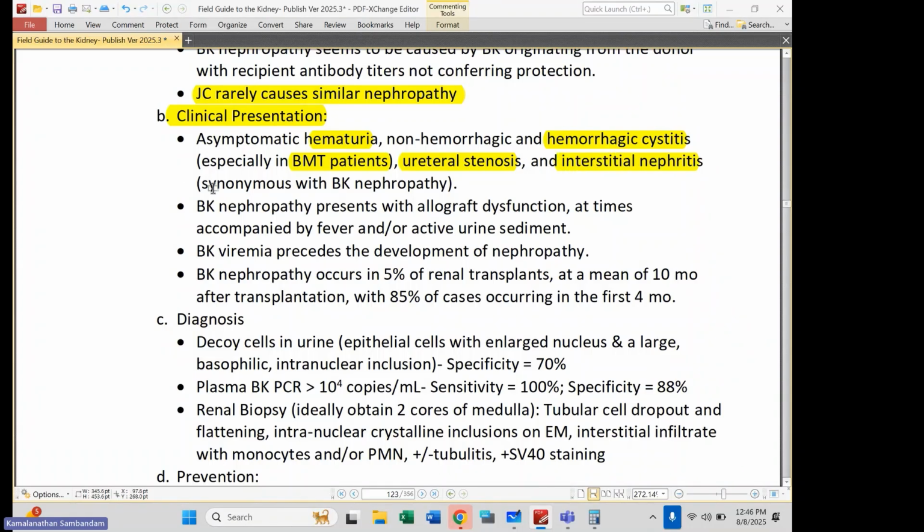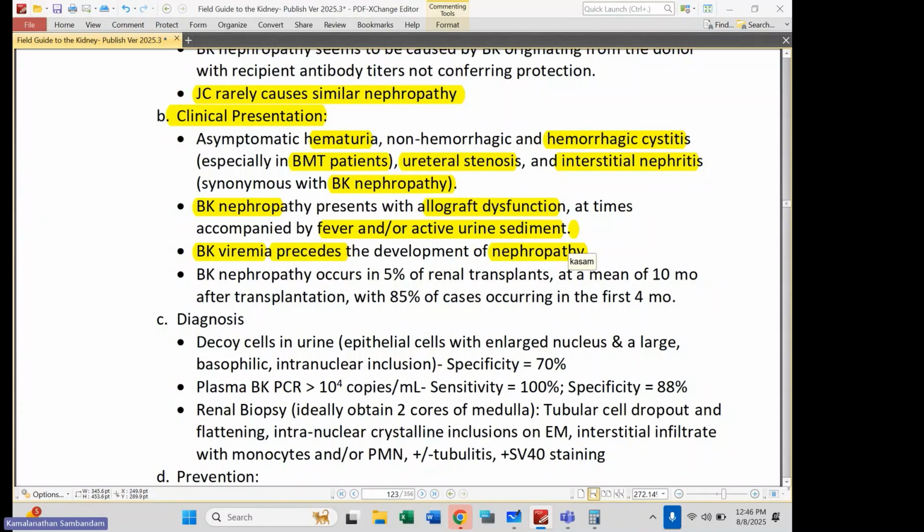Interstitial nephritis is the one that we worry about the most. Okay. And when we use the term BK nephropathy, we're referring to that interstitial nephritis. Okay. How does this present? Well, allograft dysfunction. Rarely I'm getting systemic symptoms, but I can. And then I often will have pyuria, okay, and hematuria sometimes. Now, BK viremia seems to always precede the development of nephropathy, okay?